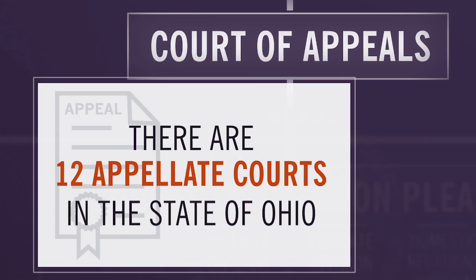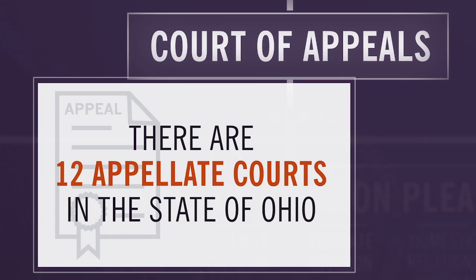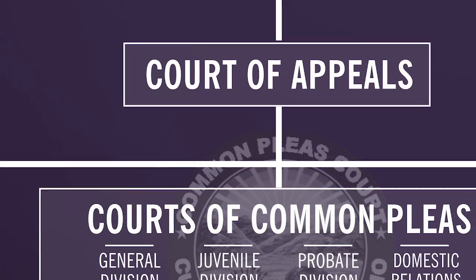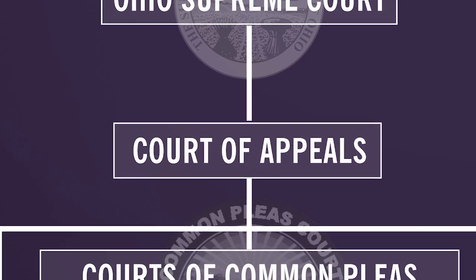There are 12 appellate courts in the state of Ohio in which claims of error are reviewed by a 3-judge panel. Death penalty cases are automatically appealed to the Ohio Supreme Court.